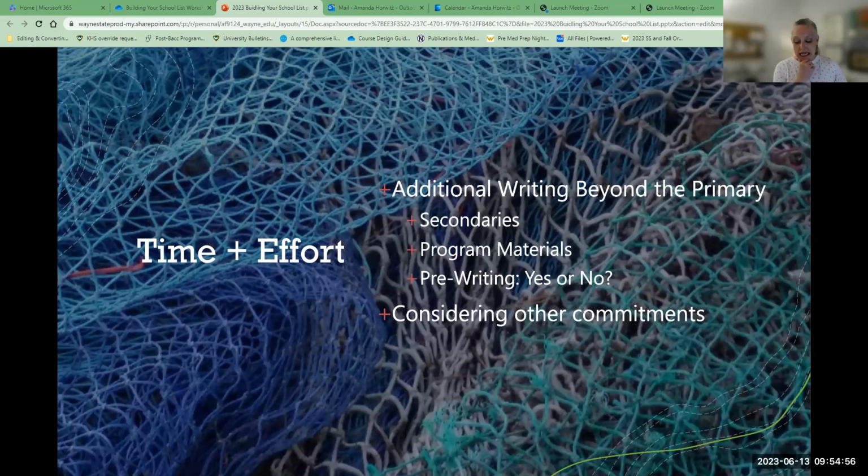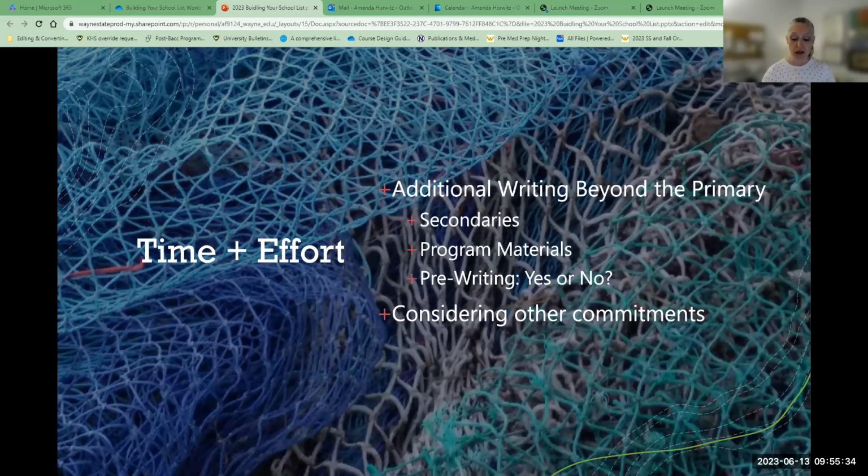You will need to devote a lot of time to this, and you want to make sure that you have that time on your calendar. So it's important to consider: are there other family commitments? Are there family weddings? Are there holidays? Are there vacations planned that are going to impact the amount of time you have available to spend on this? We want you to turn those secondaries, those program materials, over within 2 weeks. So you really need to consider whether or not that's realistic for you if you apply to 40 schools.